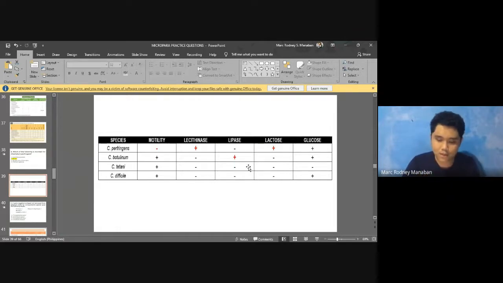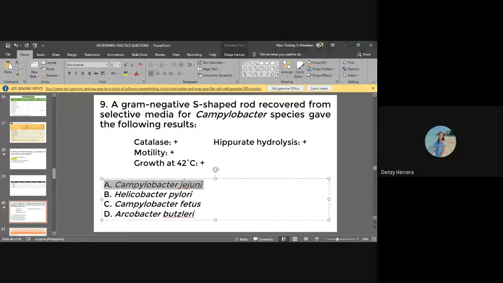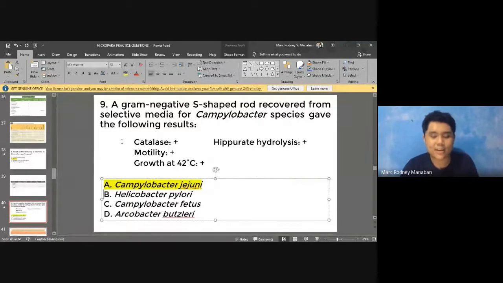Alright. Okay, next, number 9. S-shaped organism. Alright? And then it grows on Campylobacter species selective media. So you already have an idea that it is a Campylobacter species. But which Campylobacter? Again, growth at 42 and hippurate hydrolysis positive. Which Gram-negative is hippurate hydrolysis positive? It's jejuni. Campylobacter jejuni. Alright, very good.